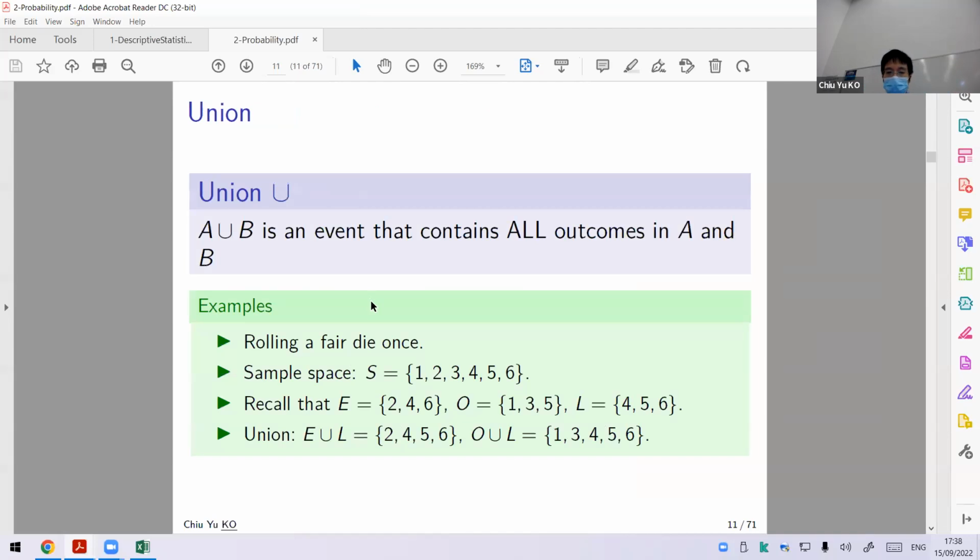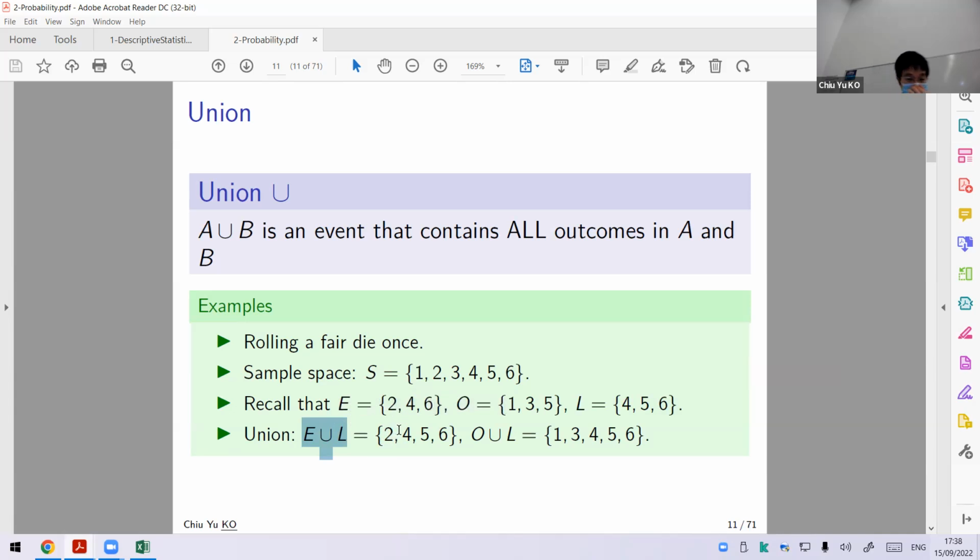Now, the next operation is called union. Union means join together, that is, containing all elements in both A and B. It is to get everything there. So going back to the example, we have roll a die, even event, odd event, and large event. What is E union L? Just pick up every element in both E and L.